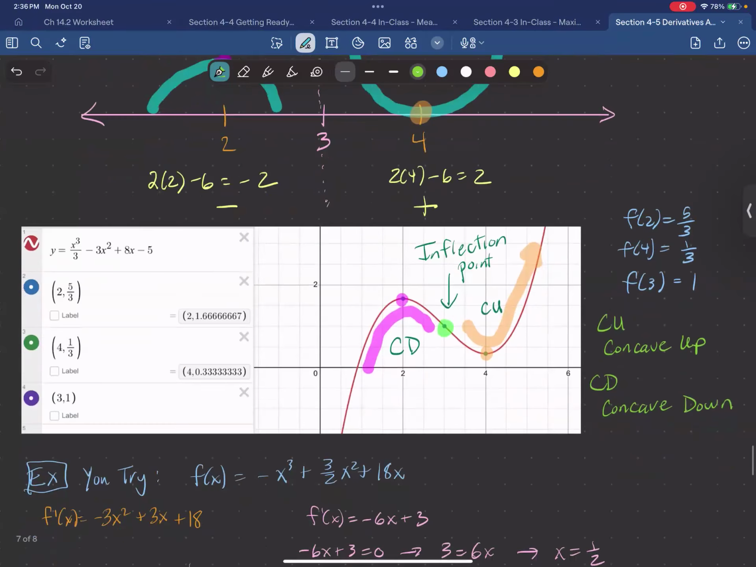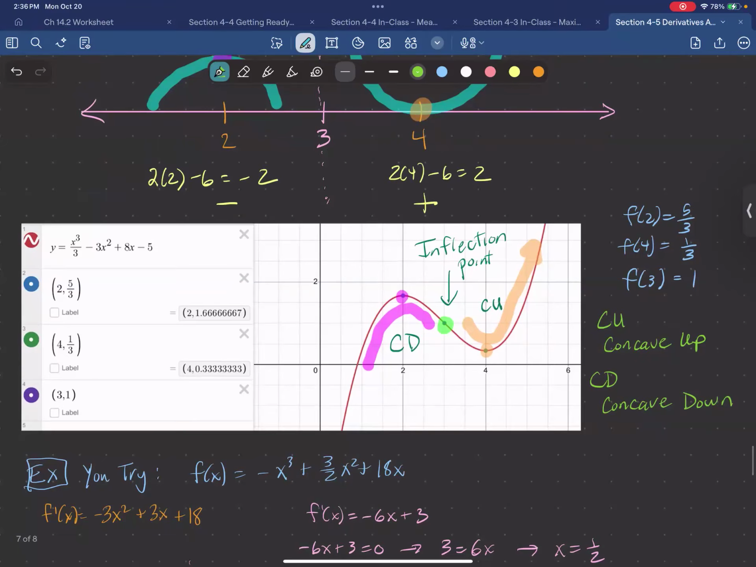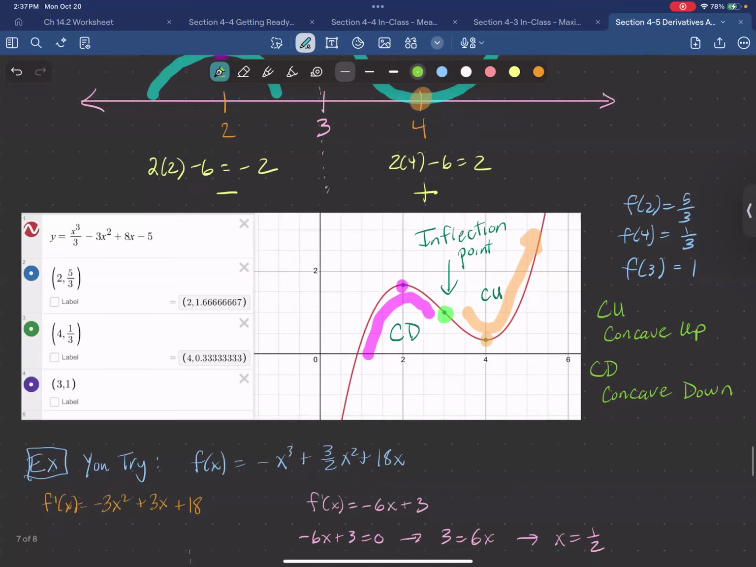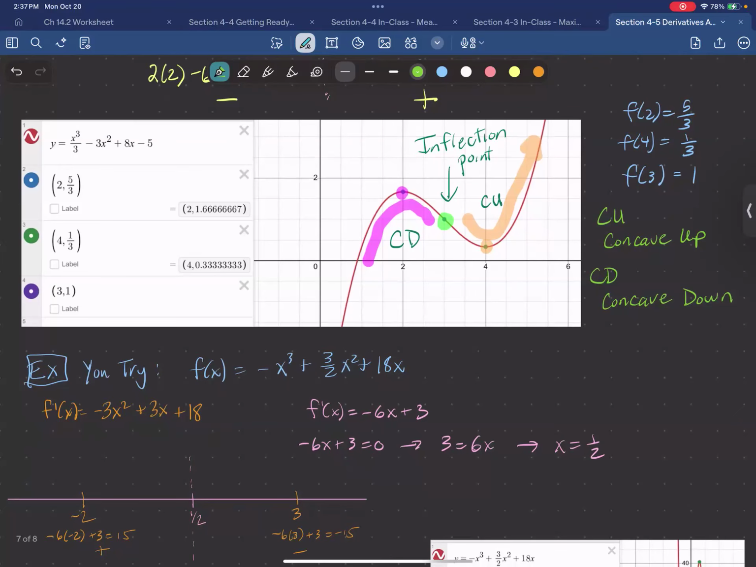All right, I'll assume you did. Previously, we had negative 3x squared plus 3x plus 18 for the first derivative. Second derivative looks like negative 6x plus 3. So if I set that equal to 0, I get x equals 1/2. And we had critical values at -2 and +3, if you remember.